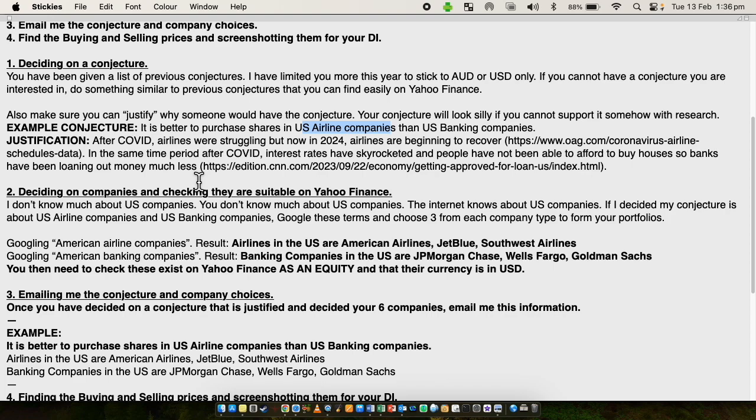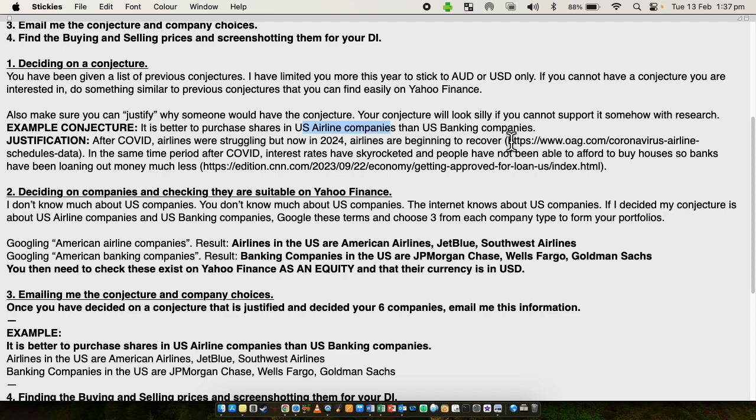I just said in my head, after COVID, were airlines struggling? Was anyone flying around after COVID? No. Has it been a few years since COVID? So you reckon they'd be recovering a little bit? That's my argument. That was what was going on in my head, what I'm asking you now.